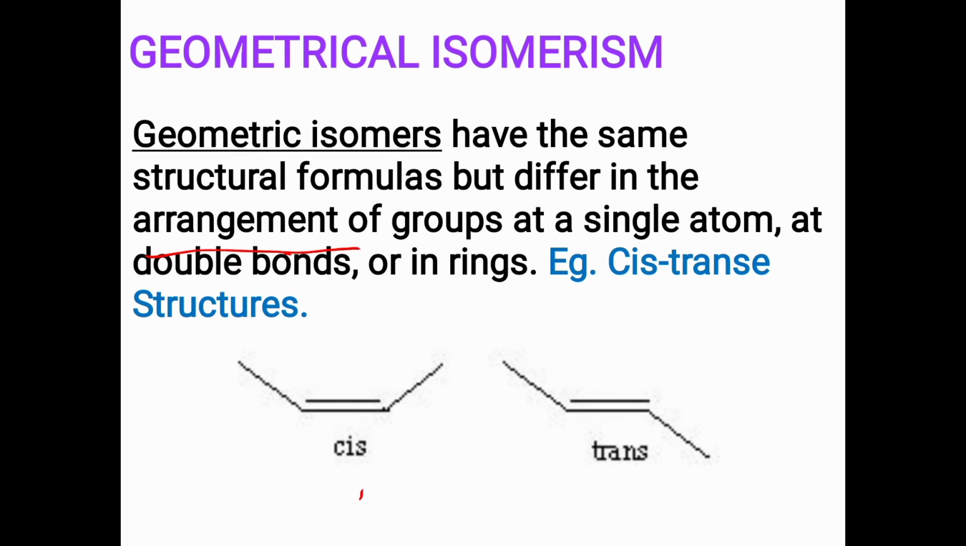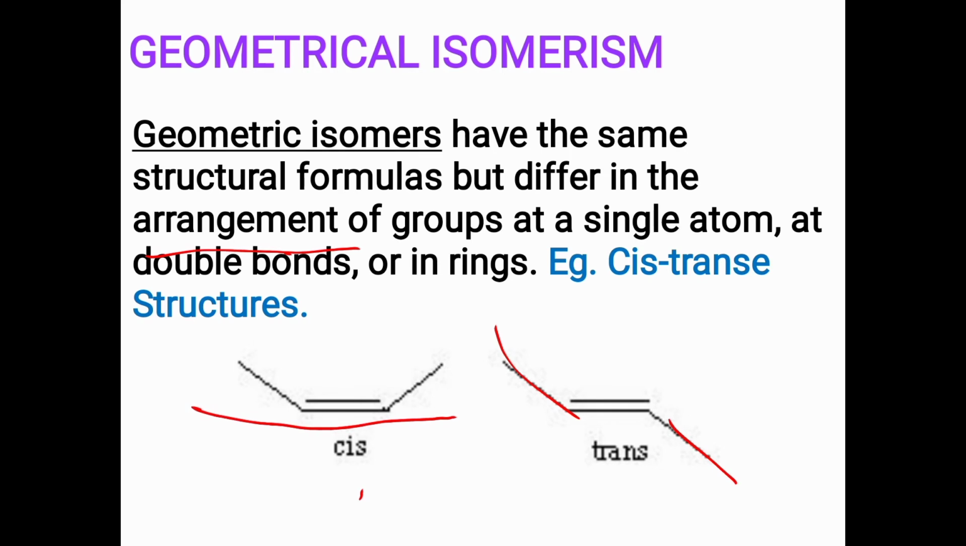With respect to the double bond, taking this as my reference line, one hydrocarbon group and another hydrocarbon group are both on the same side. Whereas in the next one, one is upper and another is down. This is called the trans position and this is known as the cis position.